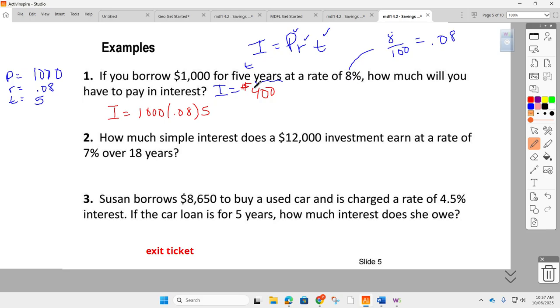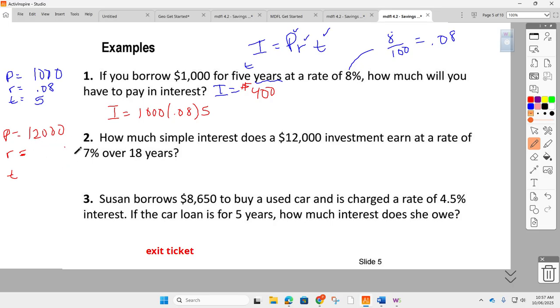Read number 2. How much simple interest? So we're using the same formula. We're still looking for I, so we're going to go over here and identify what is our P, what is our R, what is our T. How much simple interest is a $12,000 investment earned at a rate of 7% over 18 years? Chantel, what's our principal? Yes. Leanna, what's our rate? 7%.